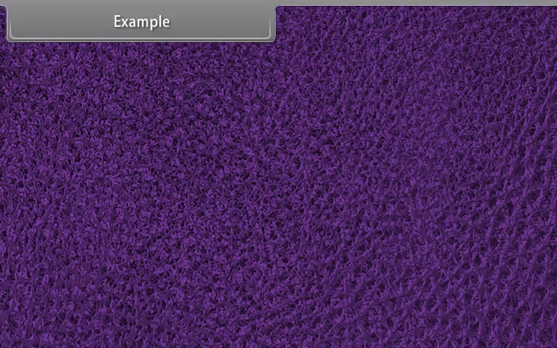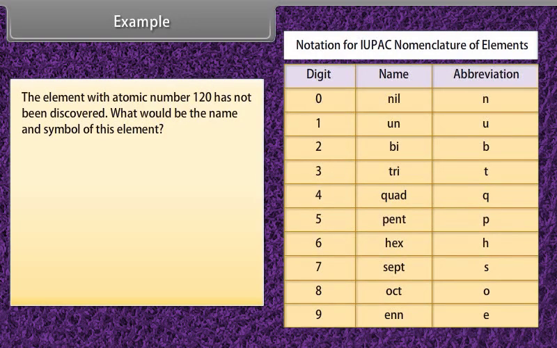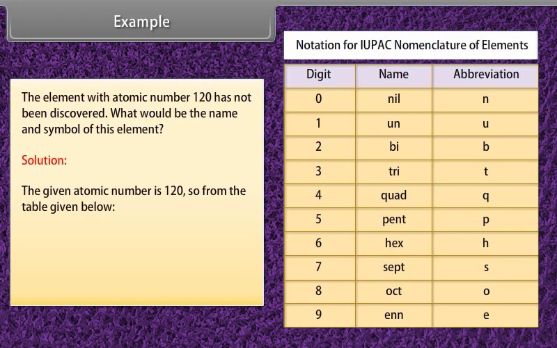Example: the element with atomic number 120 has not been discovered. What would be the name and symbol of this element? Solution: the given atomic number is 120, so from the table given below, for 120 we can write unbinilium.